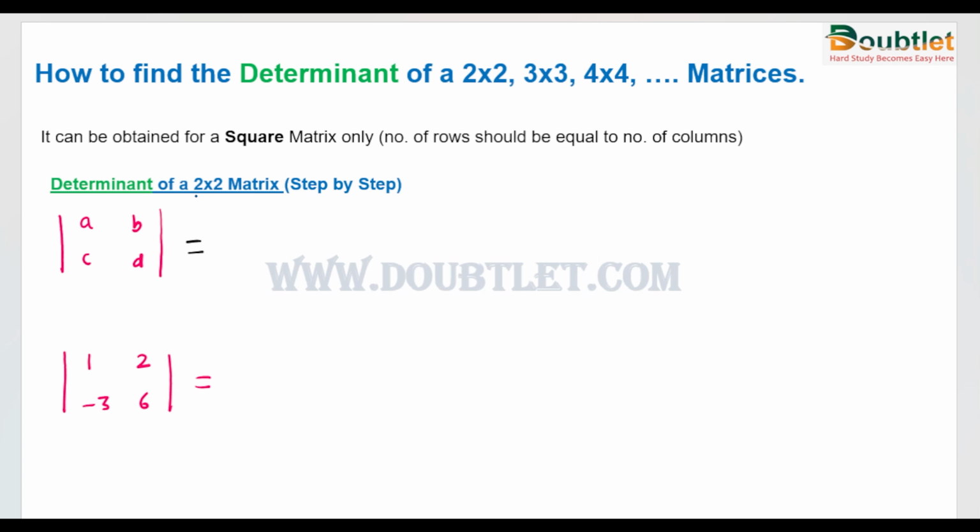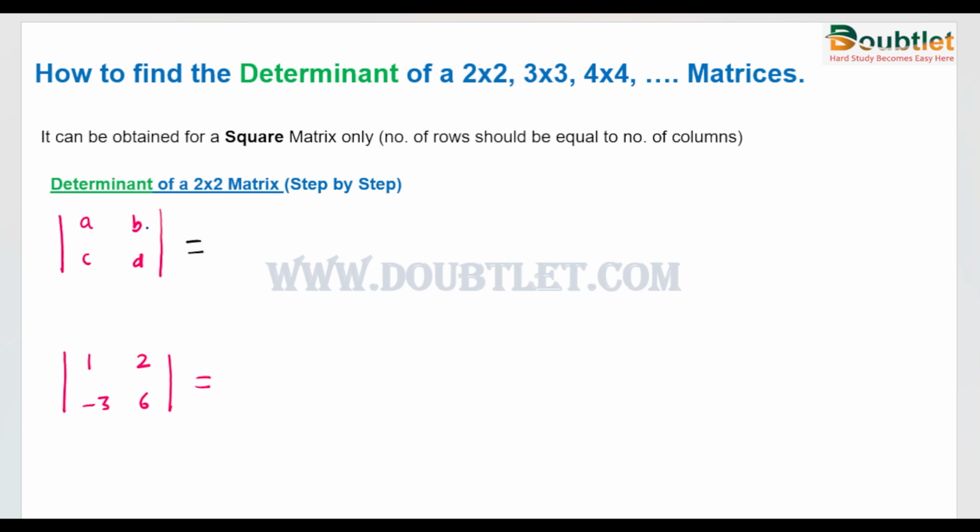First of all, we will discuss how to find the determinant of a 2 cross 2 matrix. I have already written down a general matrix of order 2. Here are the 2 rows: this is the first row, this is the second row, this is the first column and this is the second column. There are 4 elements named A, B, C and D.